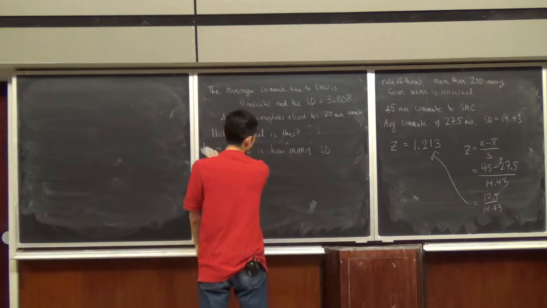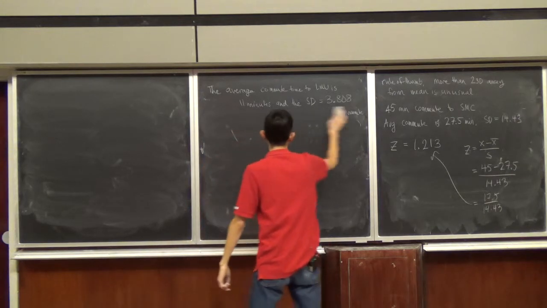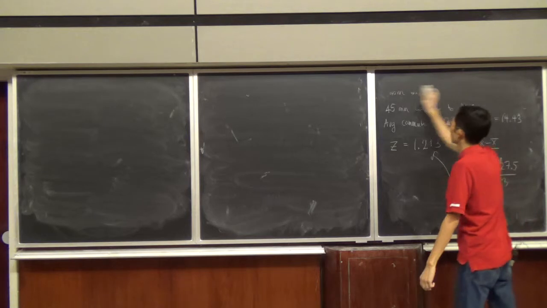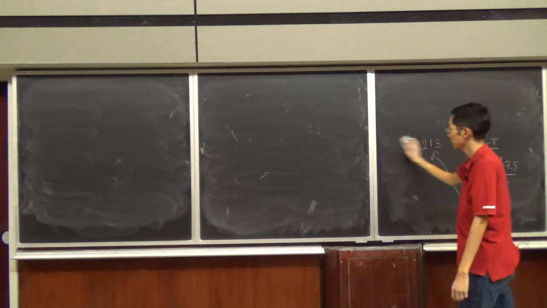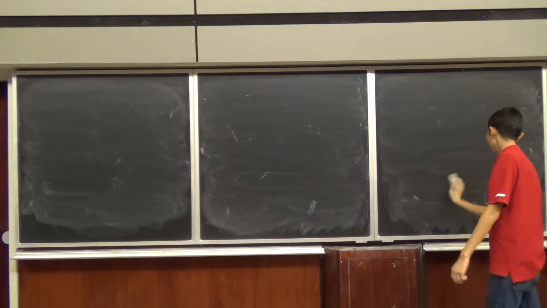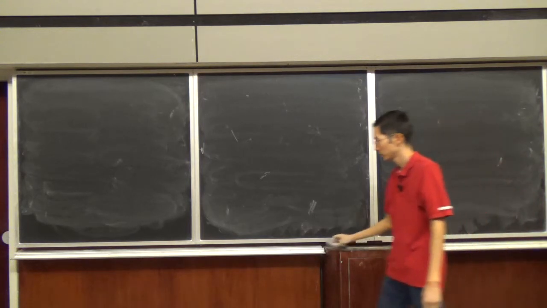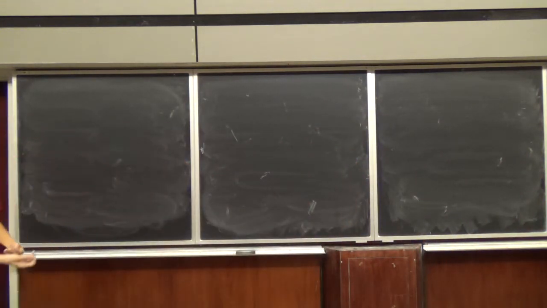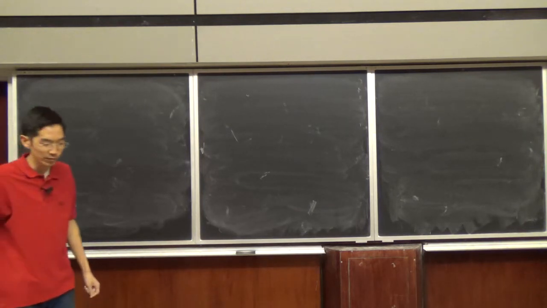So what do we have left? We've talked about the mean, we've talked about the median, we've talked about the standard deviation. Now we have to talk about measures of spread, such as the range and the IQR. And again, these might be the preferred measures of spread for skewed data sets.